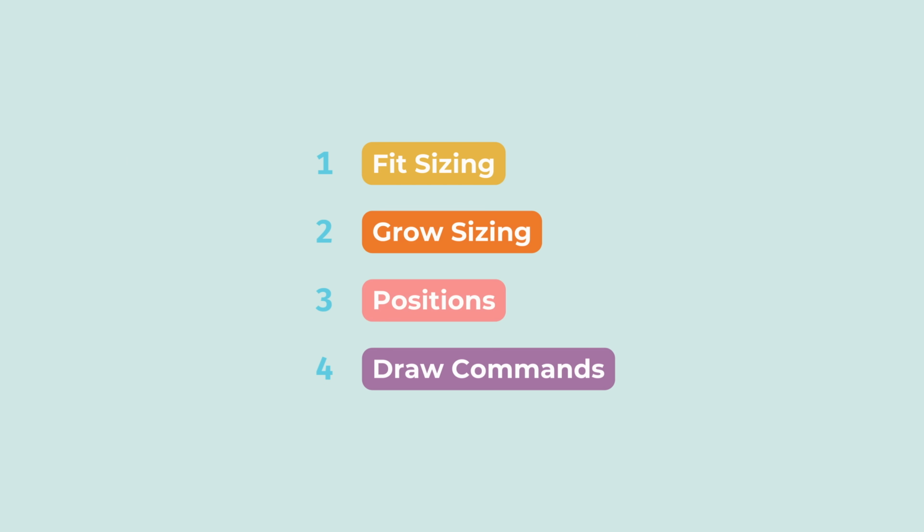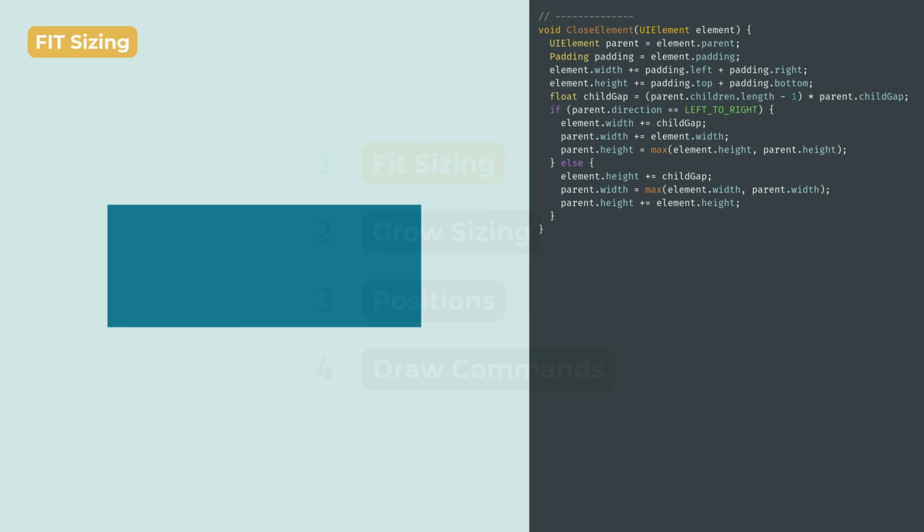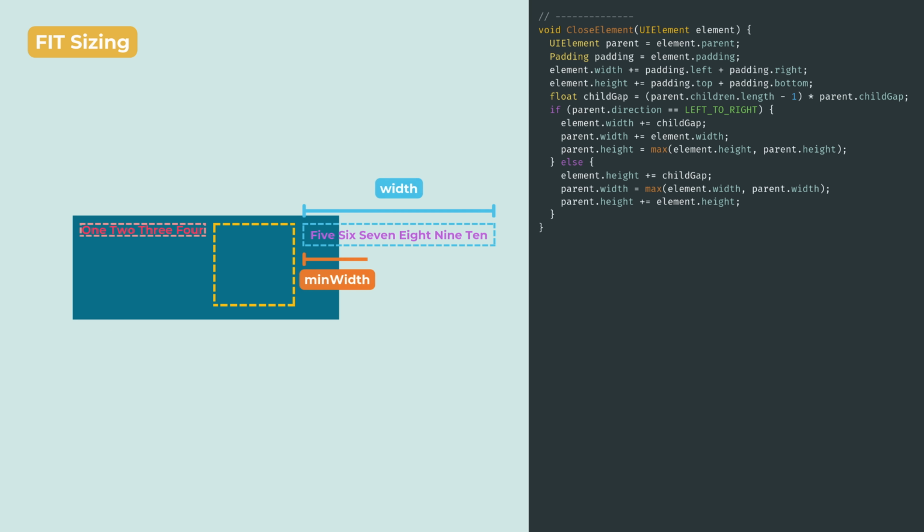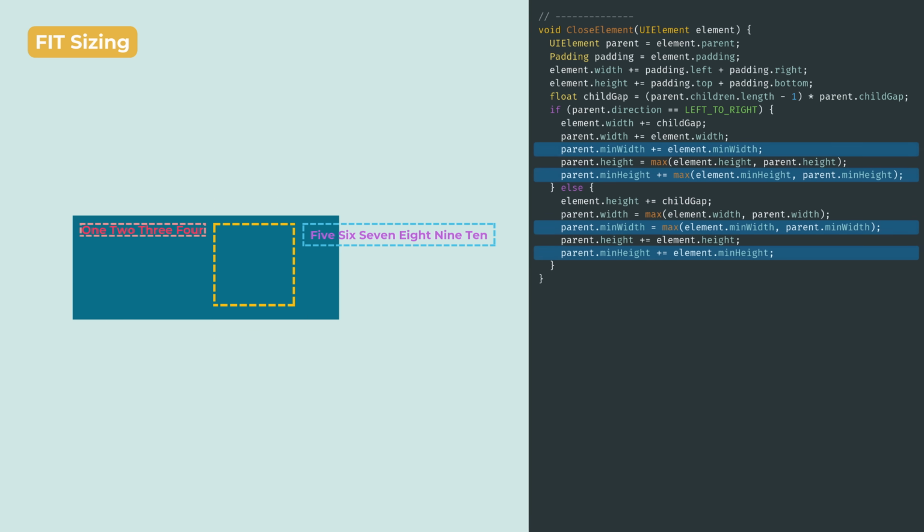We start with our first fit sizing pass, where we gather the minimum and preferred sizing of our elements. Our text elements have a large preferred size and a small minimum size, and our fixed size elements have the same preferred and minimum size. We can make a small change to our close element function here to propagate those minimum sizes upwards through the tree, just as we do with our preferred sizes.